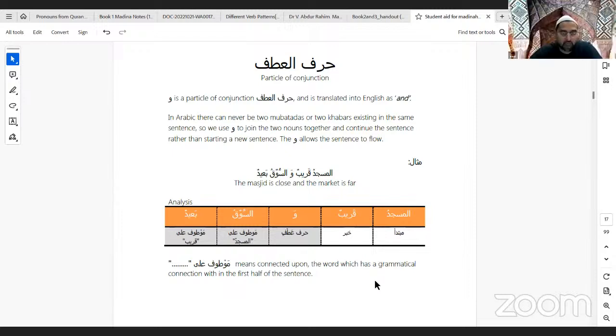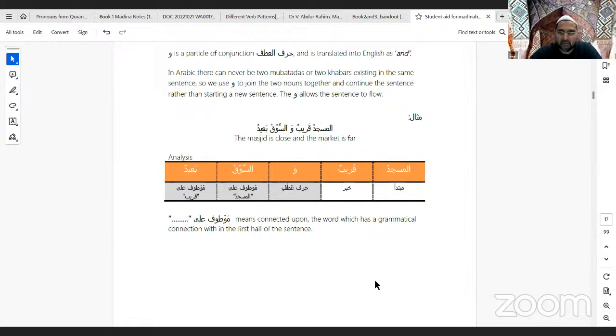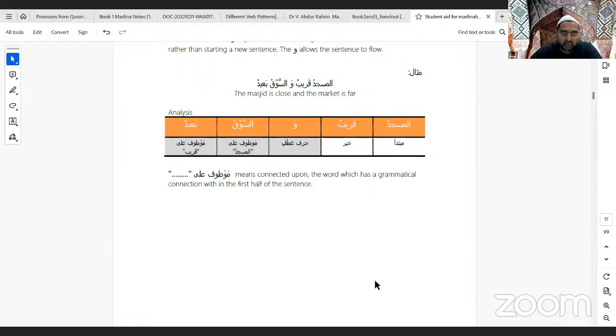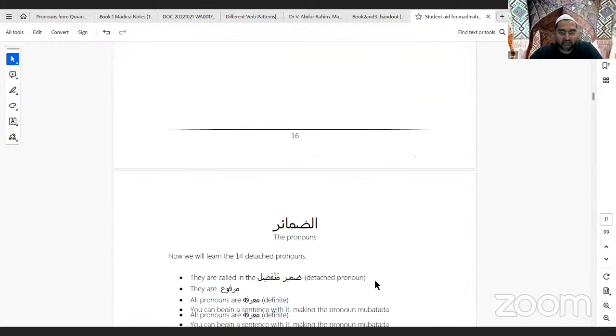Analysis is a bit too technical. Inshallah, we'll do the analysis in the next phase, inshallah.